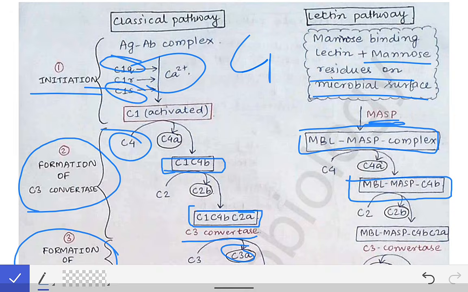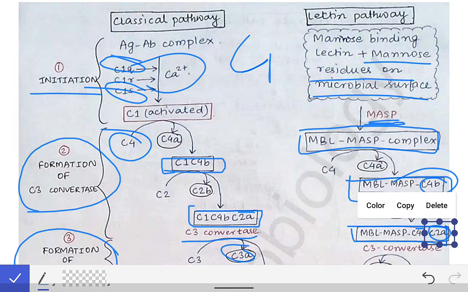Now in this complement protein C2, the C2a fragment is bigger than the C2b fragment. So the C2a fragment is involved in the formation of the further complex. The next complex which is formed is MBL-MASP-C4b-C2a. So here we had C4b, and there is addition of C2a after C4b. And C2b gets out of the pathway and gets involved in some other functions.